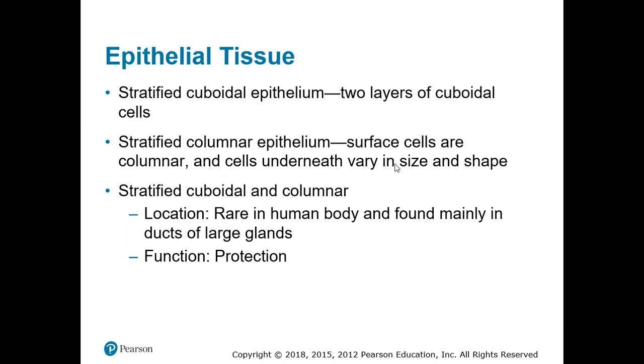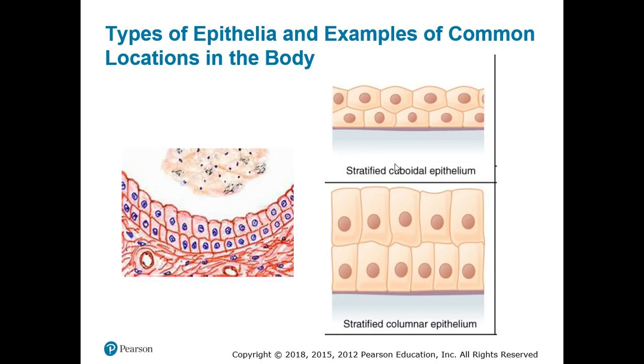Now, stratified cuboidal and stratified columnar are actually pretty rare in the body and only found in specific areas. Mainly, these are going to be found in the ducts of large glands. And their main function, again, like other stratified epithelial, is protection. So over here, if we draw a picture, we have two layers of cuboidal, so they're more cube-shaped. Over here, we have two layers of stratified columnar on top of each other, and these are more rectangular shaped.